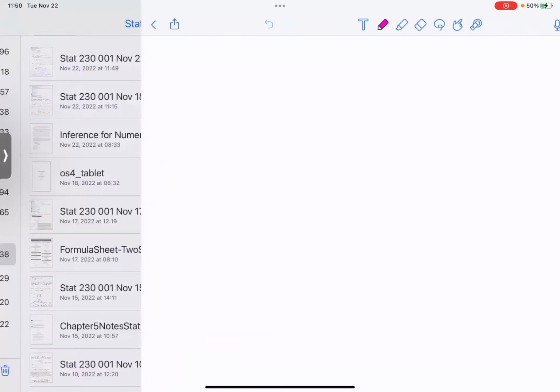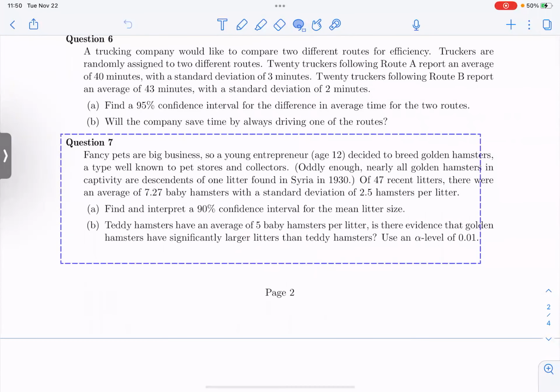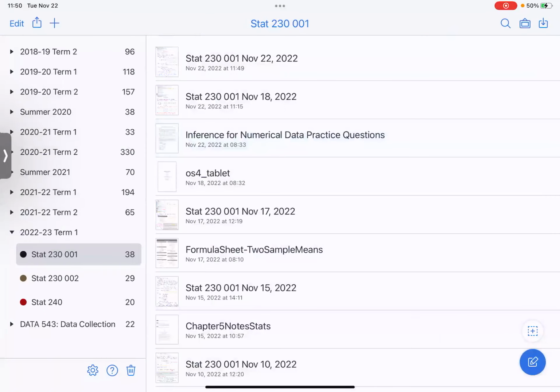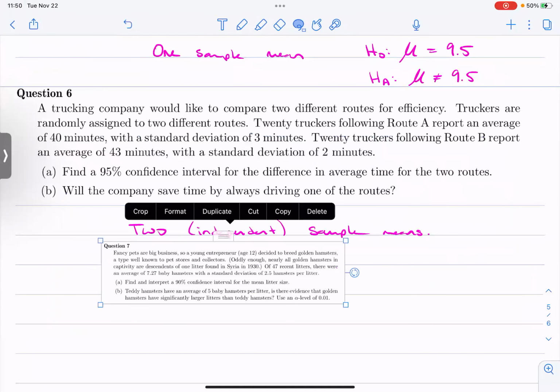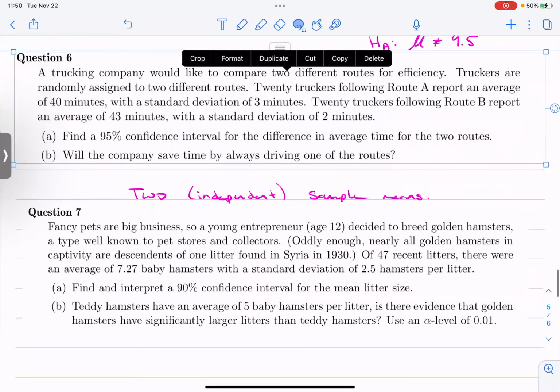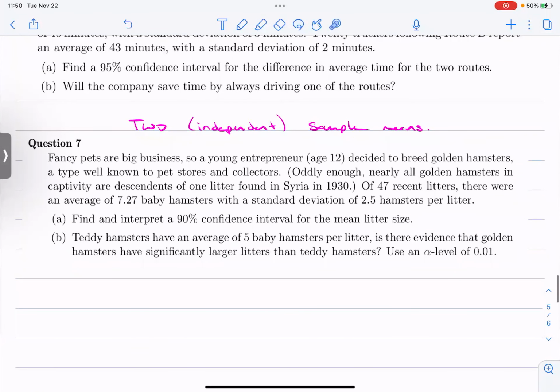And then the last one is probably my favorite question. Not ever, but I don't know. It's up there. I just think it's so cute. And I did check it one time, and I did find something along these lines, and I'm sure there's a quote, but fancy pets are big business.